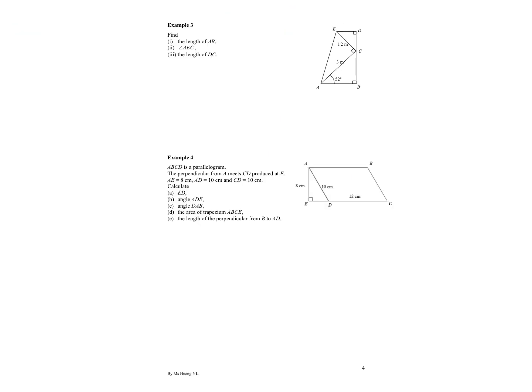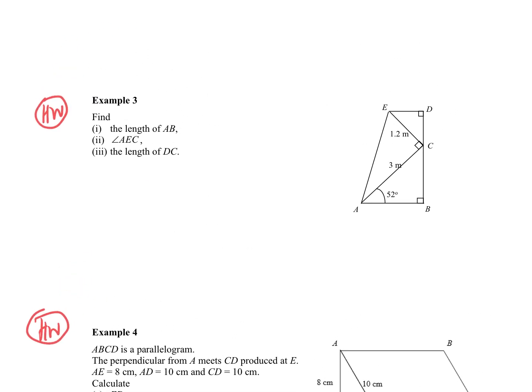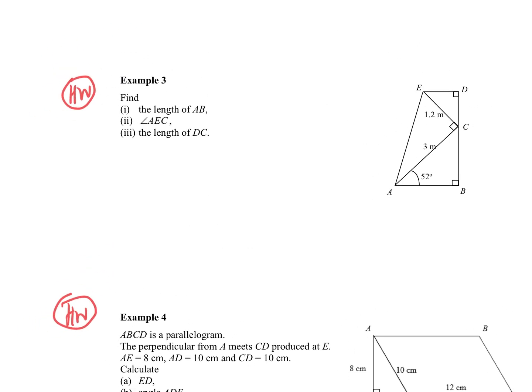Okay, next one. 3, 4. This one no need to do on the foolscap paper. You can. Example 3. I want to find AB. So if you want to find AB, we can look at the small right angle triangle here. So to find AB, I need to label my H, A, and O. So if I want to find A and I have H, then I will use cosine. Yes, correct. So cosine of the angle 52 degree is AB over 3.